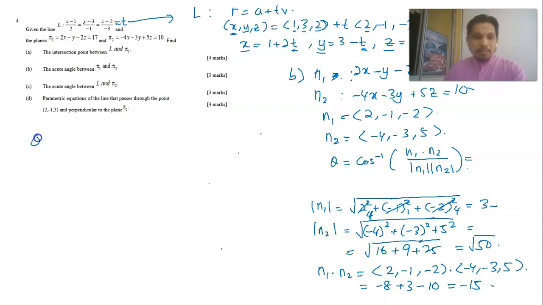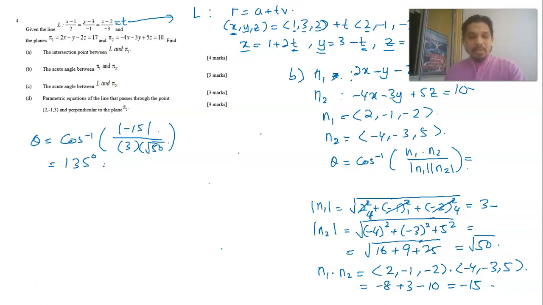Okay, theta equal to arccos of n1 dot n2 equal to negative 15, or make this one as a positive modulus of 15, and then this one is 3 multiplied with square root of 50. So this one is going to give you 135. So then the acute angle between, okay, is just something like this. This is a line of n1 and n2. So 135 is an angle something like this.